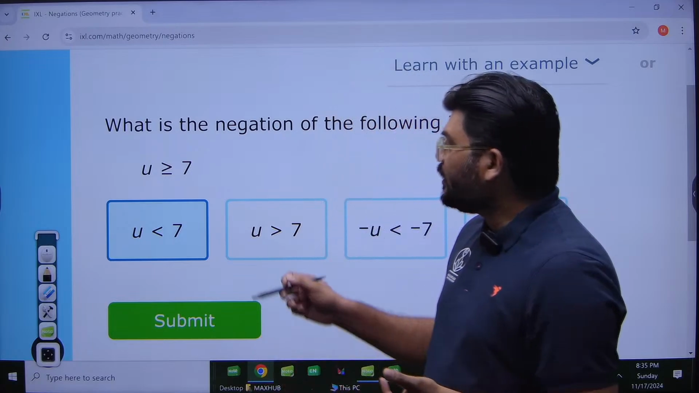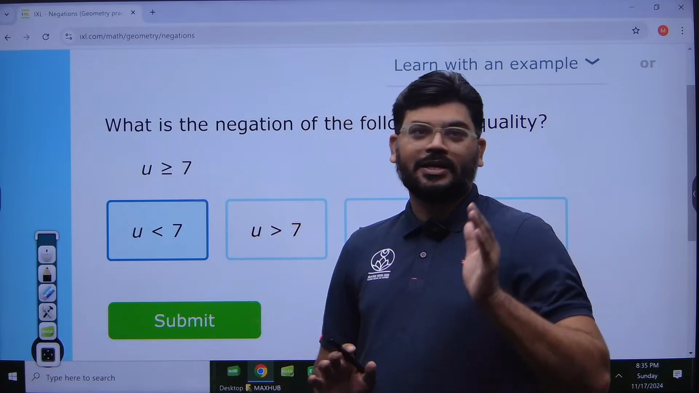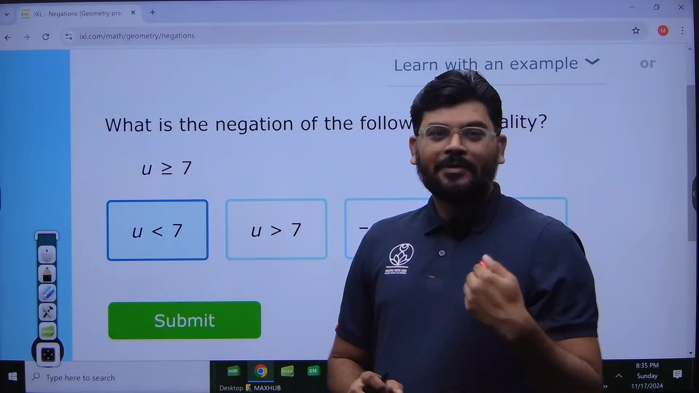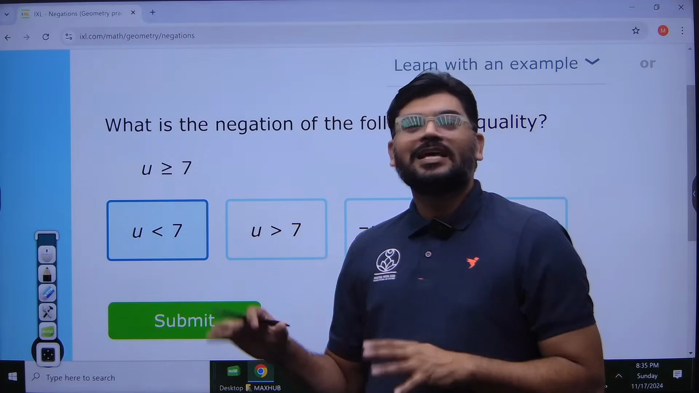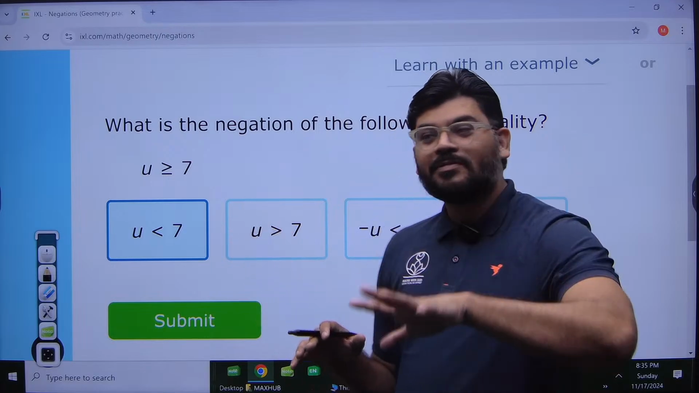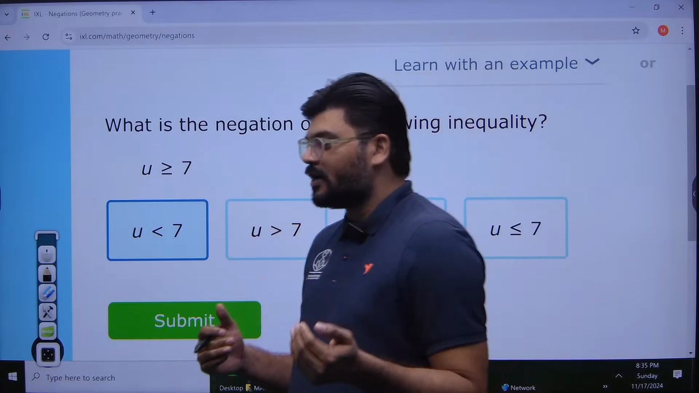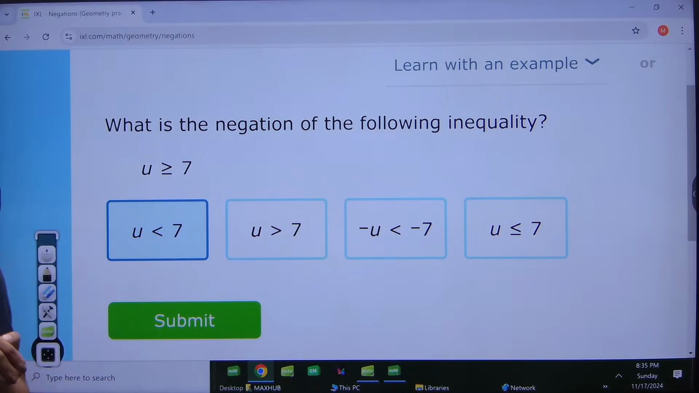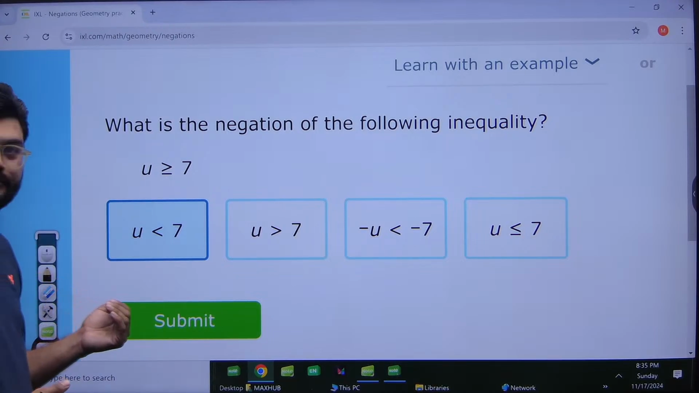In the surrounding, you have already said that U is greater than or equal to 7. So what is the empty space now? The empty space is U is less than 7, because those numbers are left over. You have to say the opposite statement. Are you getting it?